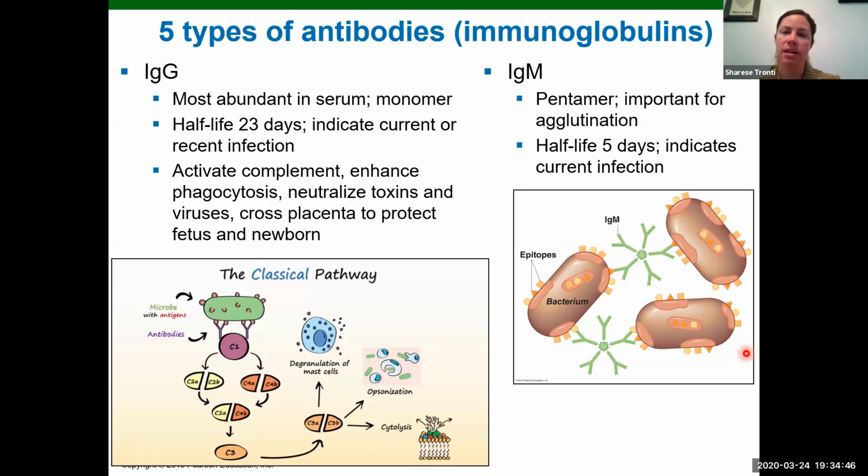Another type of antibody is IgM. IgM is a pentamer. That means that there's 5 of these Y-shaped antibodies connected together. This is especially helpful in agglutination because now we have 10 antigen binding sites, 2 for each of those antibodies. And since there's 10 of these antigen binding sites, it can actually bind to 10 different antigens and really help to group all of these microbes together.